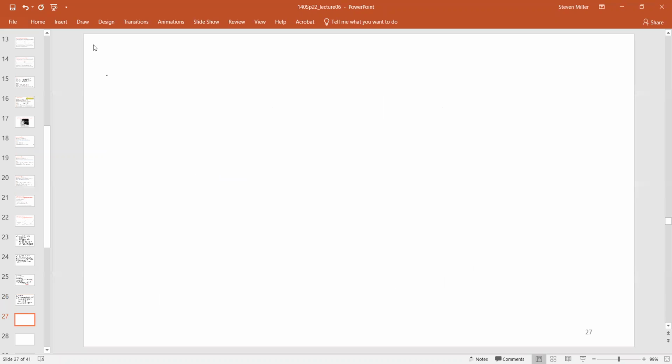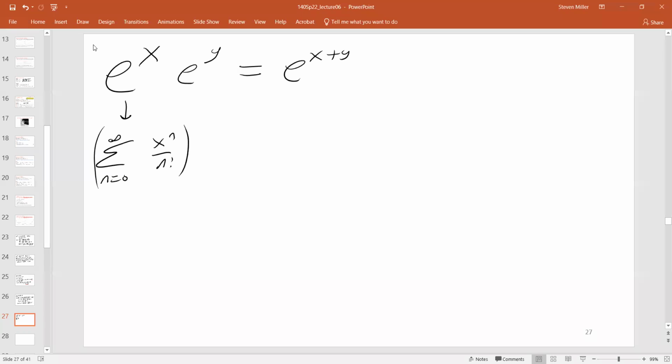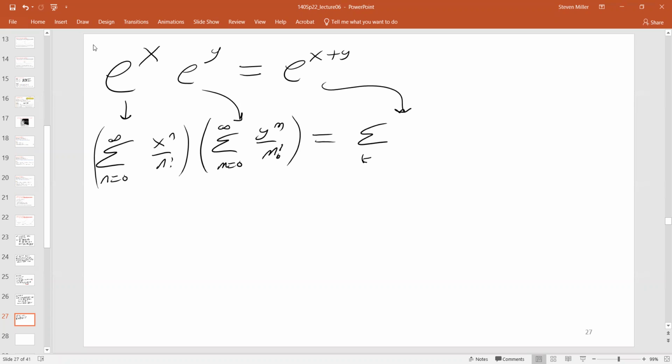Now, if I give you e to the x times e to the y, what should this equal? It should equal e to the x plus y. But what's really going on is e to the x is the sum, n goes from 0 to infinity of x to the n over n factorial. e to the y is the sum, say m goes from 0 to infinity of y to the m over m factorial. And this is the sum, say k goes from 0 to infinity of x plus y to the k over k factorial.